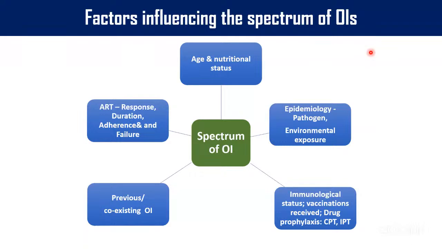Similarly, what is the immunological status? What is the CD4? Vaccination received. Drug prophylaxis, CPT prophylaxis, IPT prophylaxis, previous or coexisting OI. Is this IRIS I am looking at? Most important is ART. When was the ART initiated? Whether the child is responding to the ART or showing signs of failure to the ART. How is the adherence? What is the duration of ART? So all these factors will influence the spectrum of OI we are going to see in our clinical practice.